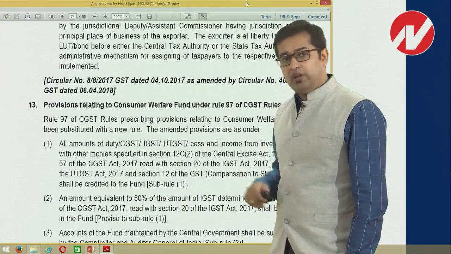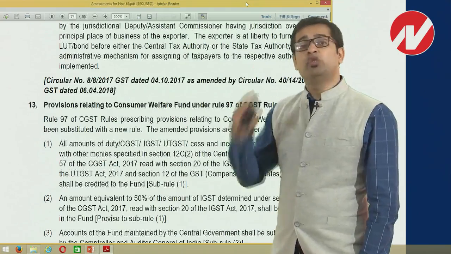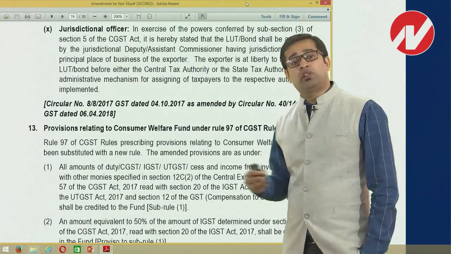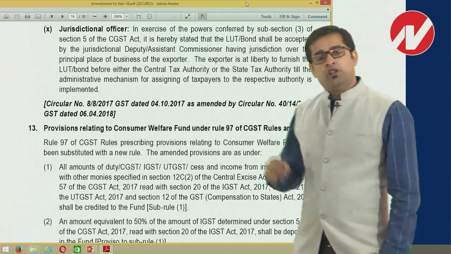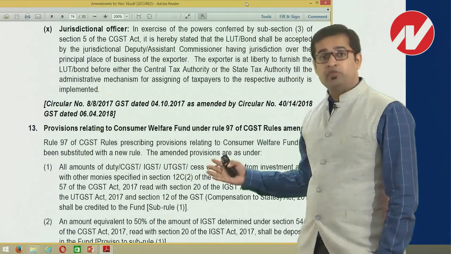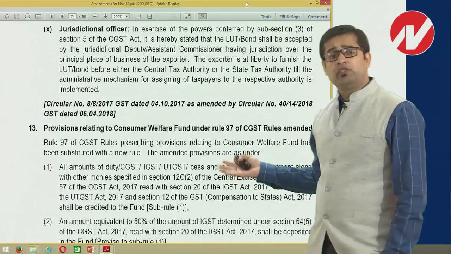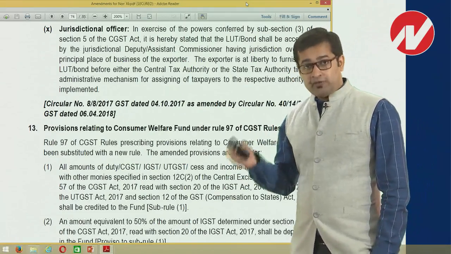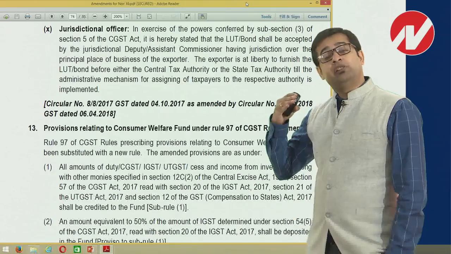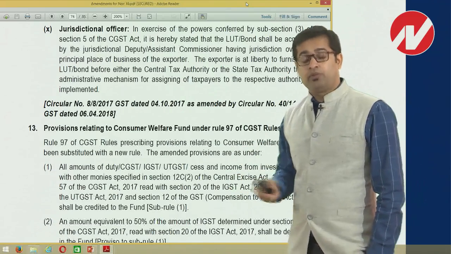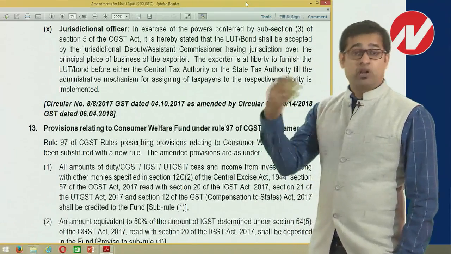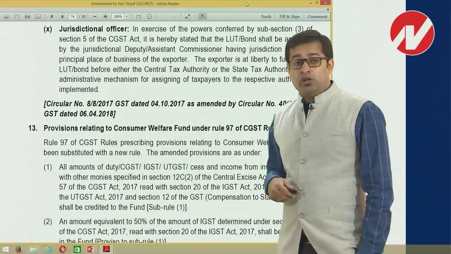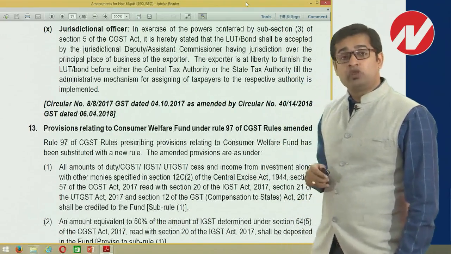So let us talk about Rule 97, which talks about the refund amount being transferred to Consumer Welfare Fund. One of the first points is the amount which shall be transferred to Consumer Welfare Fund. Technically, any refund amount decided under section 54 of the CGST Act, if it remains unclaimed, will be transferred to Consumer Welfare Fund, and that will include the tax amount as well as the compensation cess amount. More importantly, if any income is earned on that amount, such income will also be transferred to Consumer Welfare Fund.